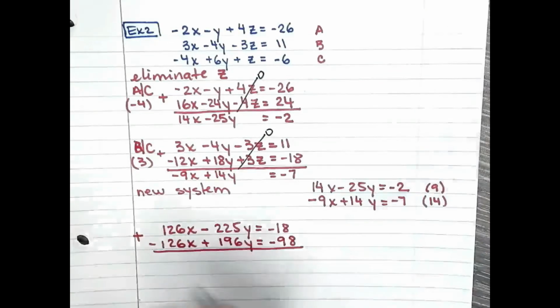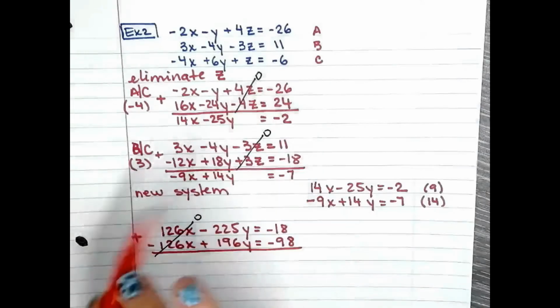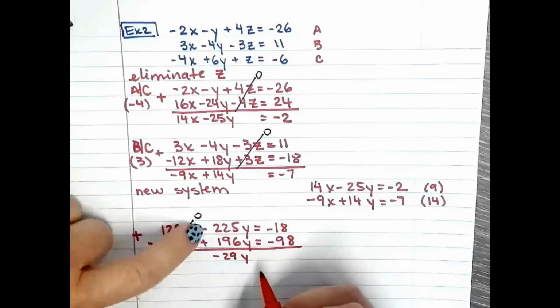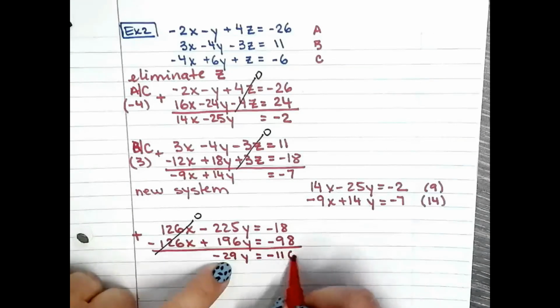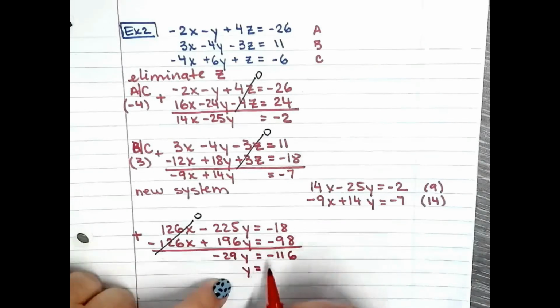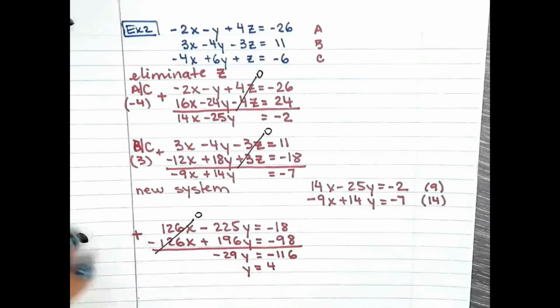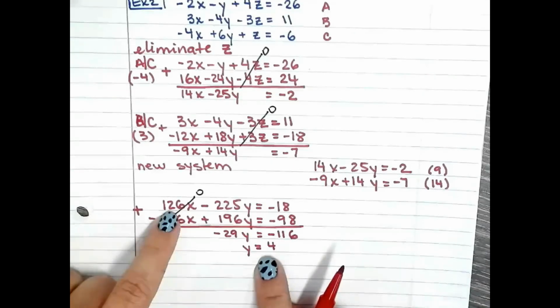Now you add them. Here they add up to 0. And we're getting somewhere, guys. So negative 29y, because I add them together, I get negative 29. Divide both sides by negative 29. That divides perfectly, and then you get 4 right there. Okay, now let's go back and find x.